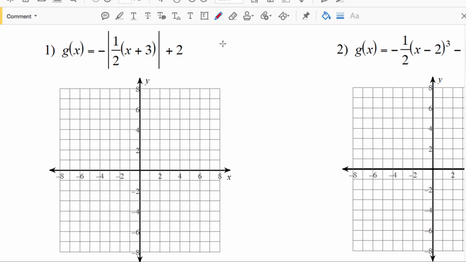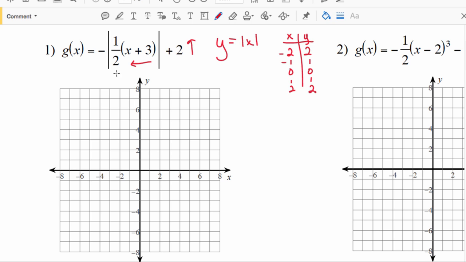Number one, the parent function that we'll be using is the absolute value of x, and the table for the parent function has x values that go from -2 to 2, and then the y values are as such. And so you need to be thinking about that table as you're graphing your related function. Our related function has a vertical shift up of 2 and a horizontal shift left of 3.